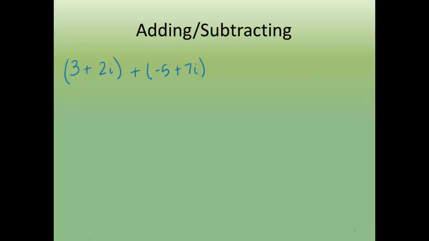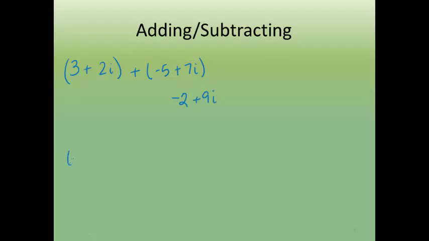Now when I want to add these, I add the real parts and I add the imaginary parts. So I would add the 3 to the negative 5 and get a negative 2. I would add a 2i to a 7i and get 9i. So when you add two complex numbers, the result is a complex number. Let's go ahead and try subtracting.